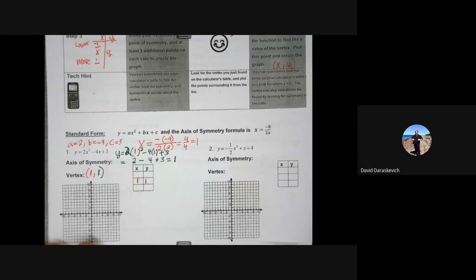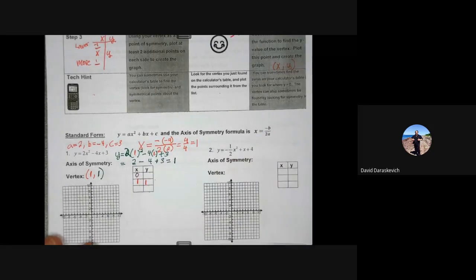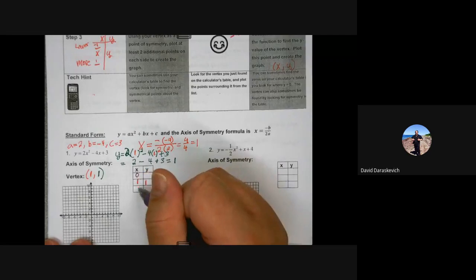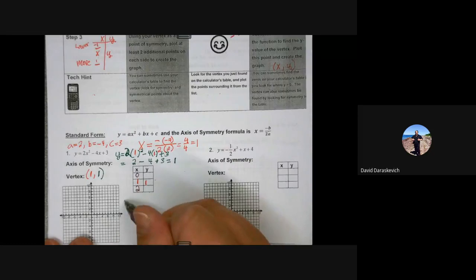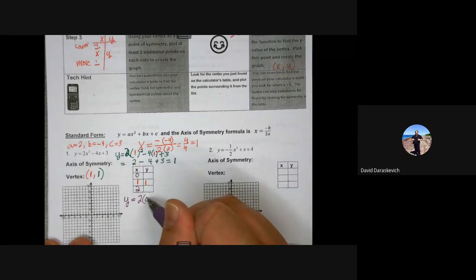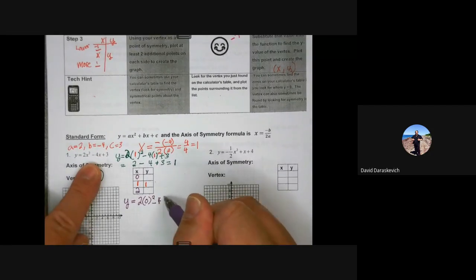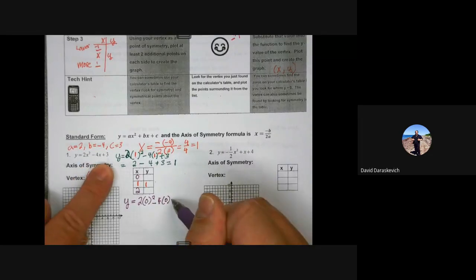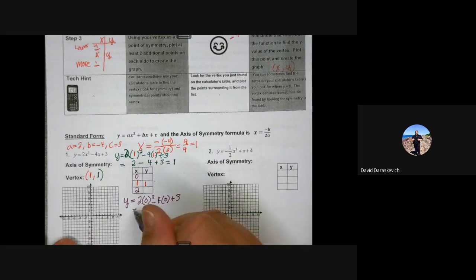Now I'm going to choose one lower. So I'm going to choose 0, which is always a good one to choose, and one higher, 2. Then I'm supposed to go back and plug those in. So I have y equals 2 times 0 squared minus 4 times 0 plus 3. Well, these are going to zero out. So y is going to equal 3.